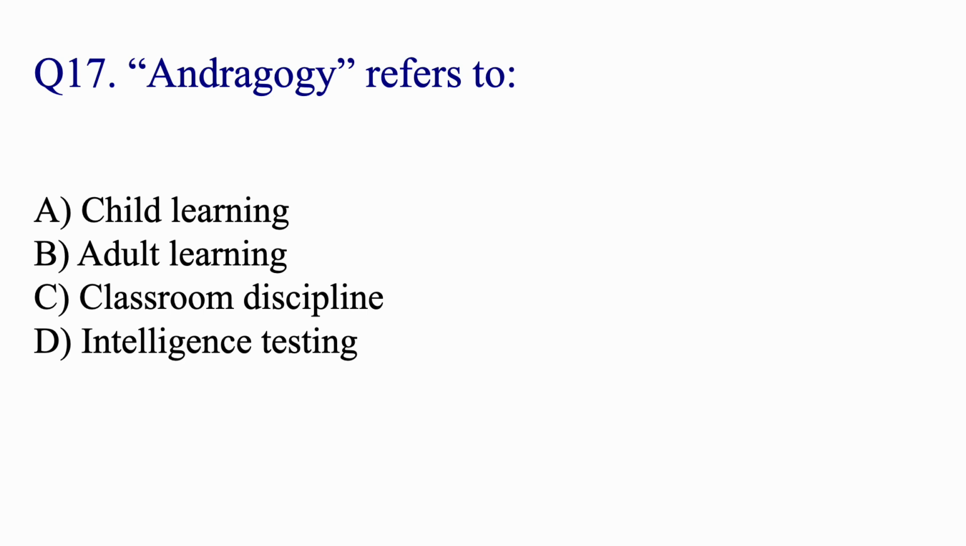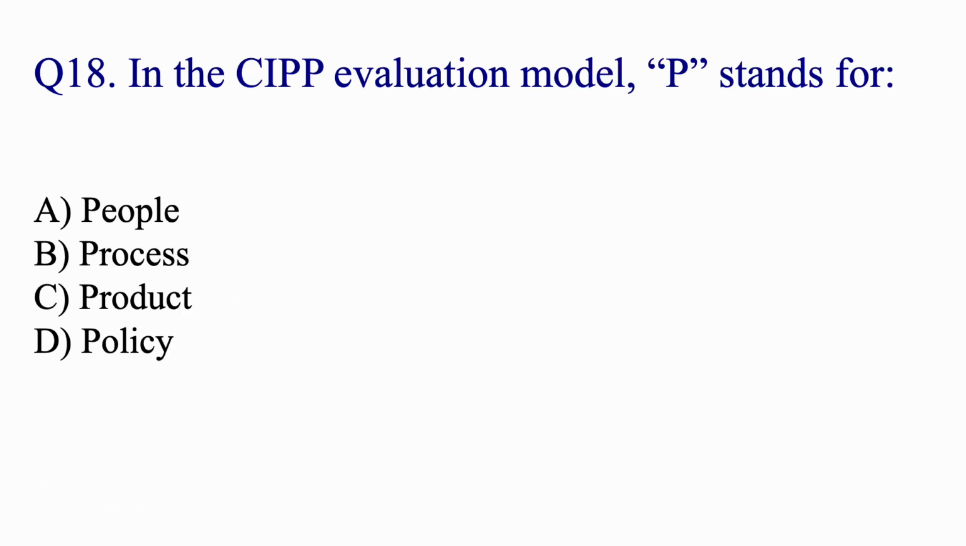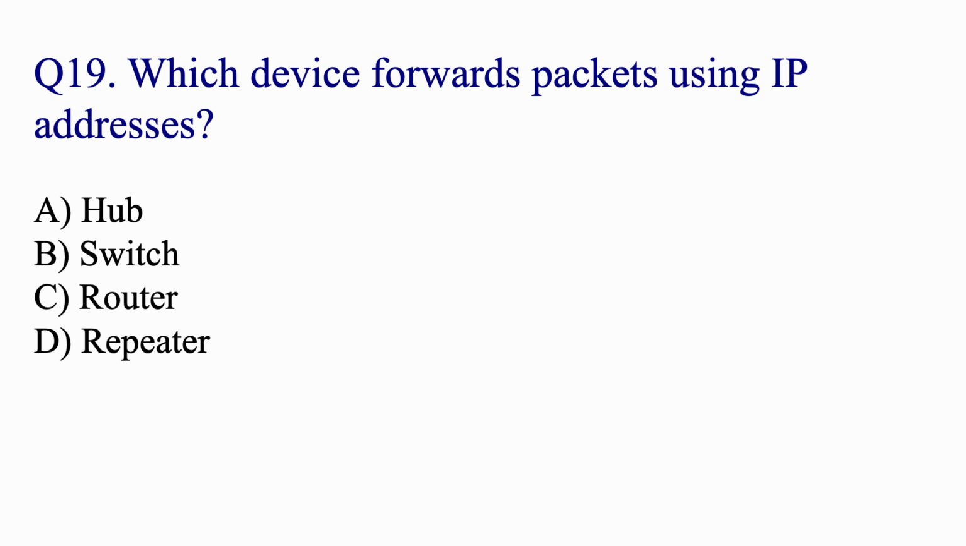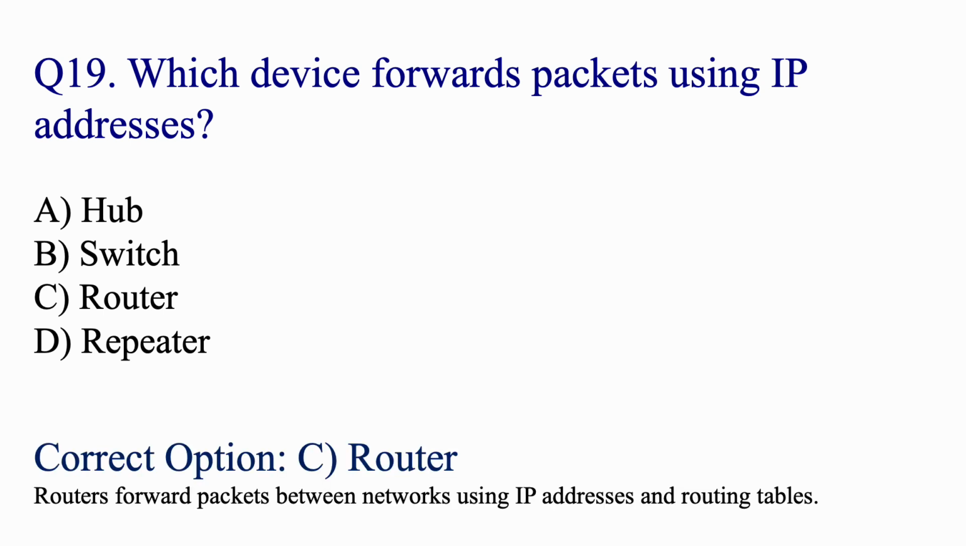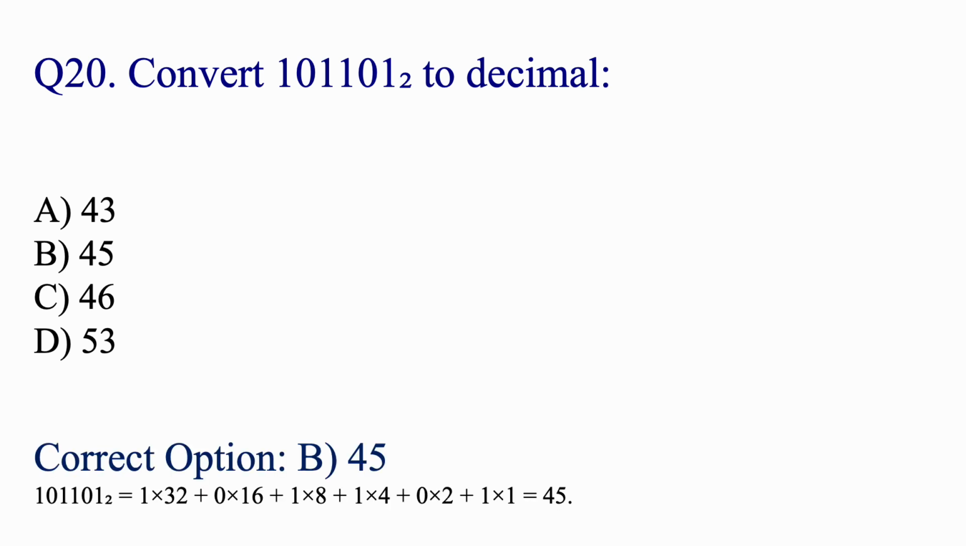Andragogy refers to adult learning. In the CIPP evaluation model, P stands for process. CIPP stands for context, input, process and product. Which device forwards packets using IP addresses? Router. Convert 101101 in base 2 to decimal. 45.